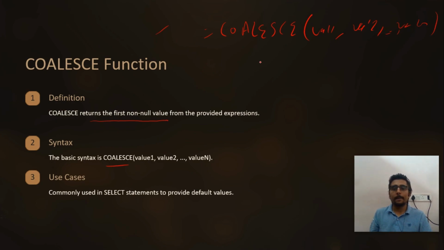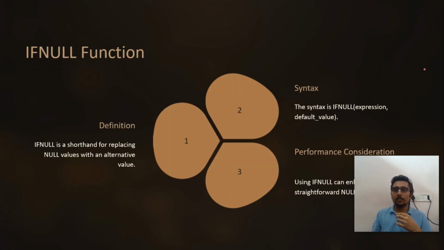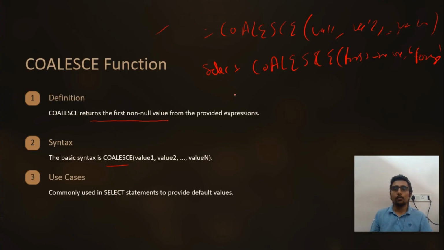For example, let's say you want to display the first name, but some first names are missing. So what we can do is replace the missing ones with some other name. Let's say we select COALESCE, and the column name is first_name, and we want to replace it with, let's say, 'Forge'. Wherever the first name is missing, it will be replaced with Forge.